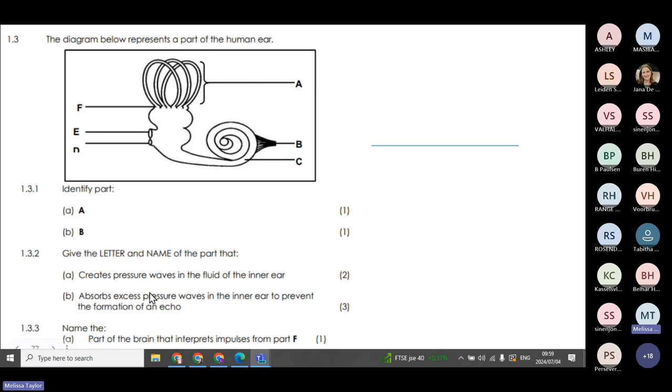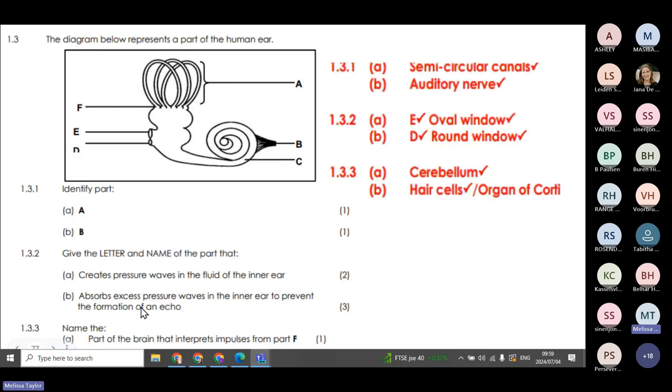Absorbs excess pressure waves. So the pressure waves that aren't converted into an impulse for hearing get absorbed by the D round window. I don't know why the D got cut off there, but the answer there is D round window. Also want to point out from a learning perspective, within this question, they've basically given the two functions of the round window. When you study, one function of the round window is to absorb excess pressure waves, and another function is to prevent formation of an echo. That's a little tip there for you.